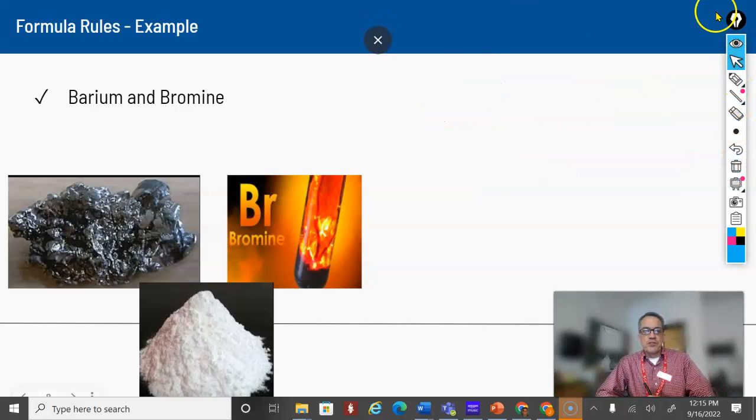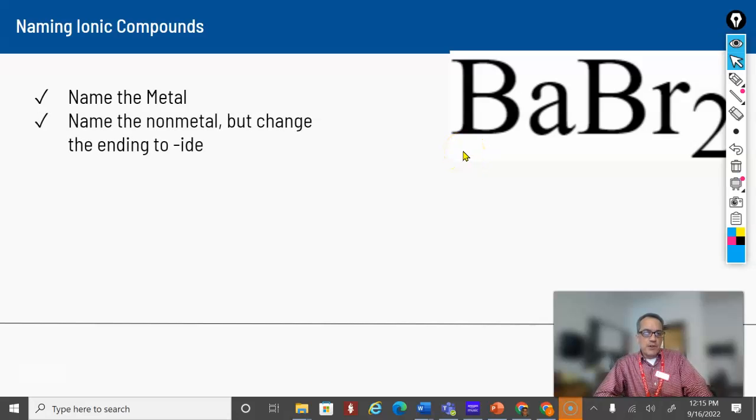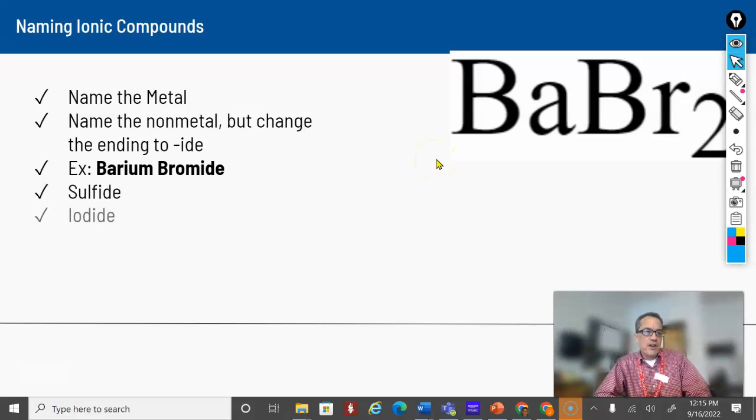All right, so finishing this pretty quickly, we can also name the ionic compounds. This is really simple. We name the metal first. We then name the non-metal, but we have to make a little change here. We have to change the ending to IDE. So the example in the picture I've got over here, this will be called barium bromide, which is the one we just worked out. So the nonmetals, we have to change things. Sulfur turns into sulfide, iodine turns into iodide, for example. Chlorine turns into chloride. Those are pretty easy.